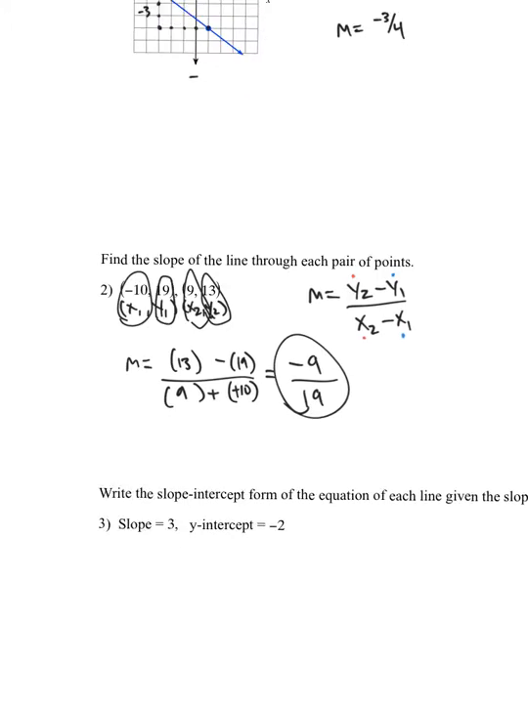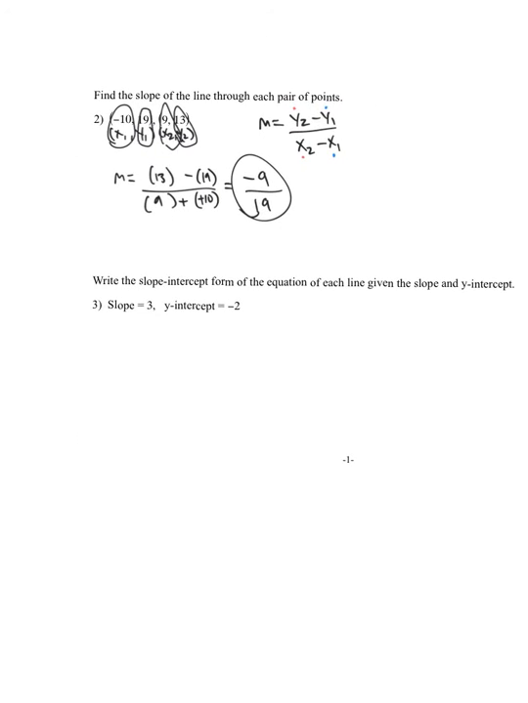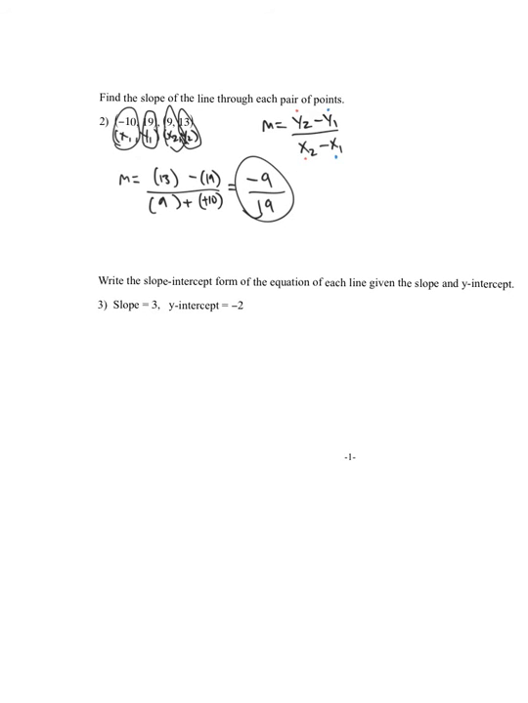All right, guys, the next part of the chapter we discussed was slope-intercept form. Writing slope-intercept forms of equations of lines, guys, in this case given the slope and y-intercept. So remember, this is the slope-intercept form, y equals mx plus b. Guys, m is your slope, b is your y-intercept. So if I'm given the slope, that means m equals 3. I'm given the y-intercept, b equals negative 2.